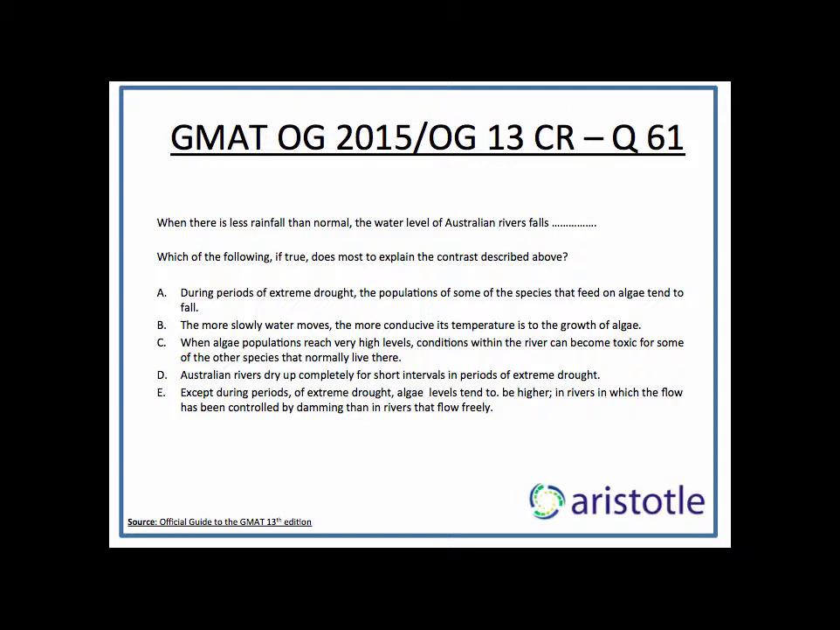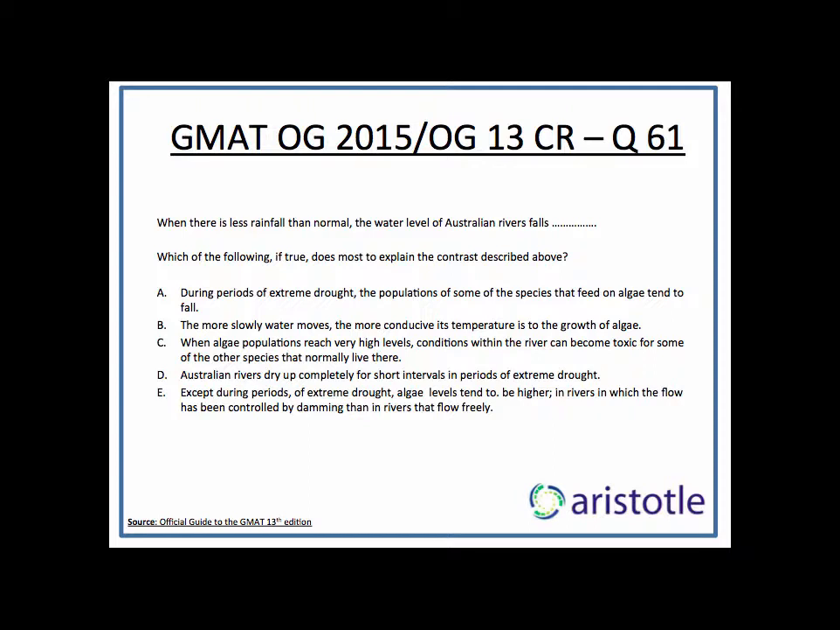A says, during periods of extreme drought, the populations of some of the species that feed on algae tend to fall. All the more reason for there to be high levels of algae. Why is that not the case? B says, the more slowly water moves, the more conducive its temperature is to the growth of algae. Exactly the reason why there should have been algae in the water. But why is there no algae?